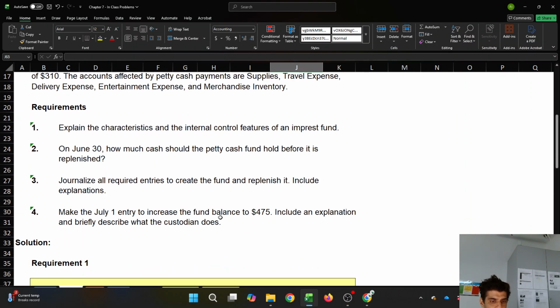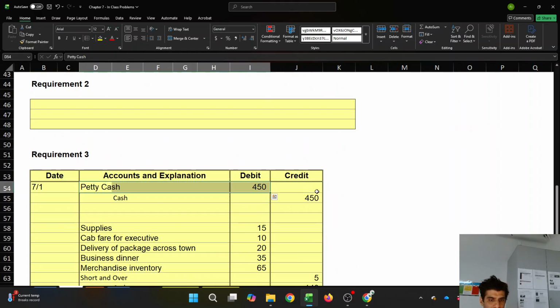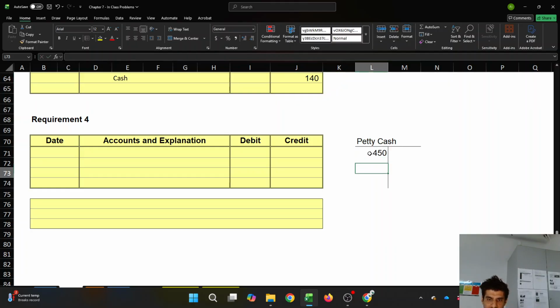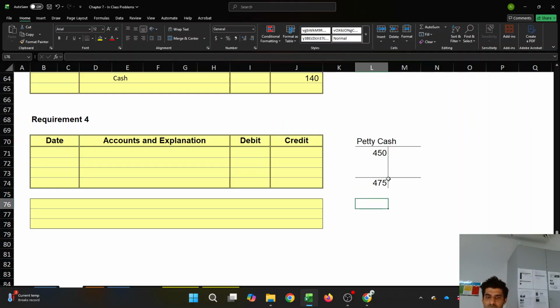Okay, and then finally, it's saying to increase this balance to 475. So look, right now I have in petty cash, if I go back up to the first journal entry, a debit of $450. And what it's saying now is I want to have a balance in this of 475. So what do I got to do to petty cash? Debit 25. Okay. So I'll debit this petty cash 25, and I'll just go to the bank and get 25 more dollars. Okay, makes sense? All right, yeah, so that's it.